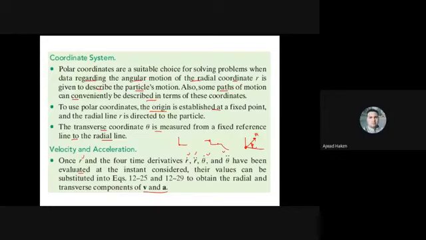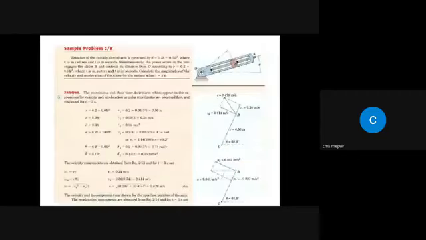Yes, sir. Okay, so now let's look at this problem. Look at this diagram. Rotation of the radially slotted arm is given by this equation, where theta is in radians and t is in seconds. Simultaneously, the power screw in the arm engages the slider B and controls its position.